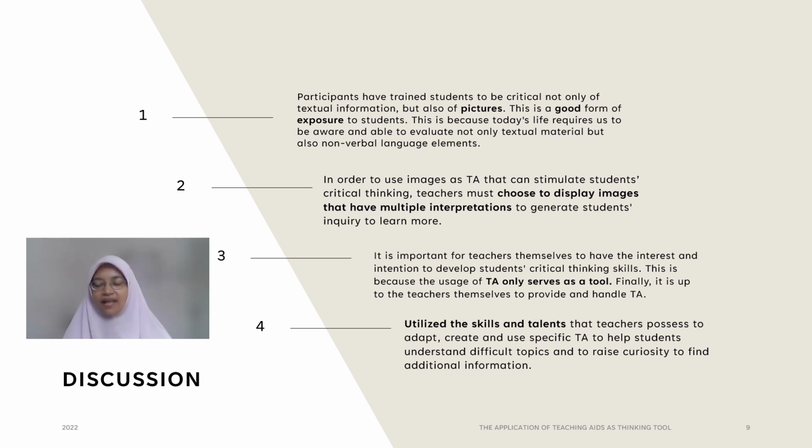Therefore, the application of critical thinking through visual materials made by the teacher participants provides a variety of sensory forms for students' critical observation. In order to use images as teaching aids that can stimulate students' critical thinking, teachers must choose to display images that have multiple interpretations to generate students' inquiry to learn more.